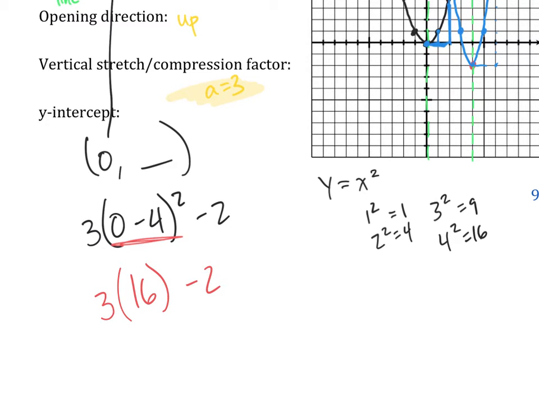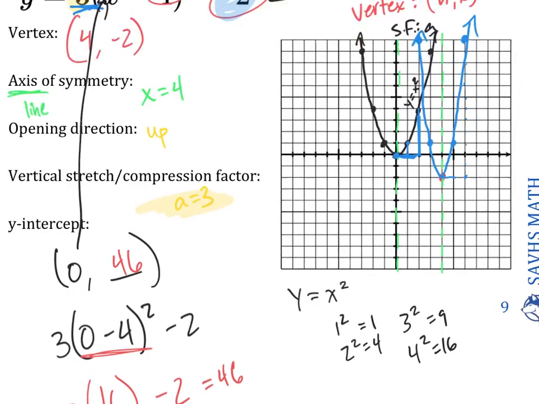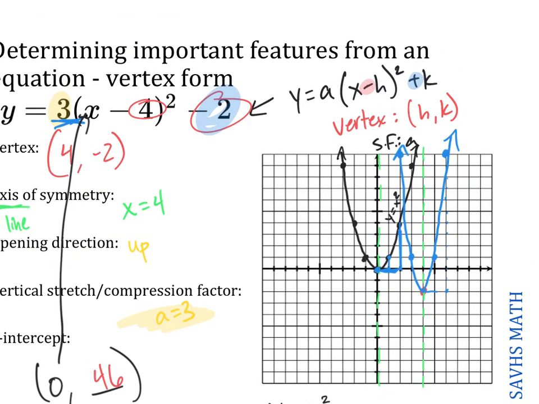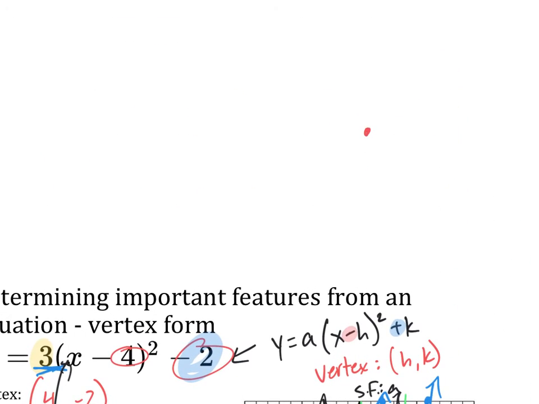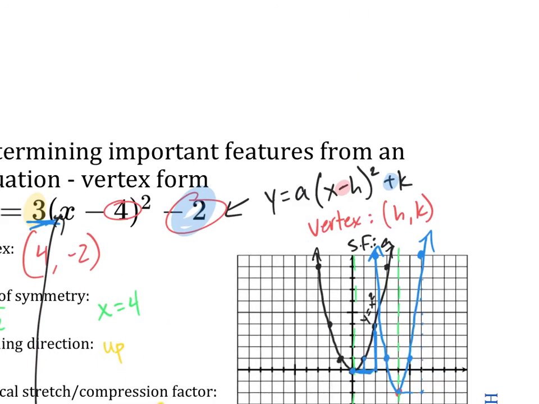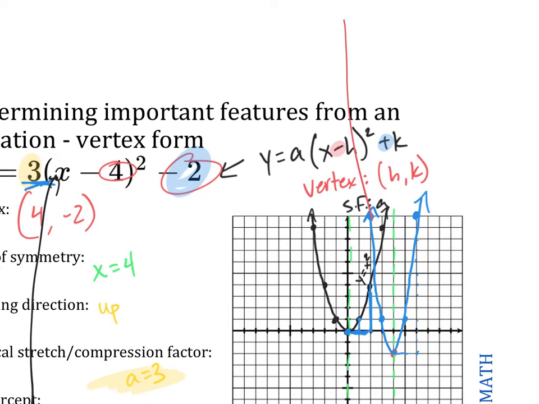3 times 16 is 48. 48 minus 2 is 46. So this thing crosses the y-axis at (0, 46), which is like way up here. It's not really even worth trying to graph. This thing goes up so fast that you can't even see it.